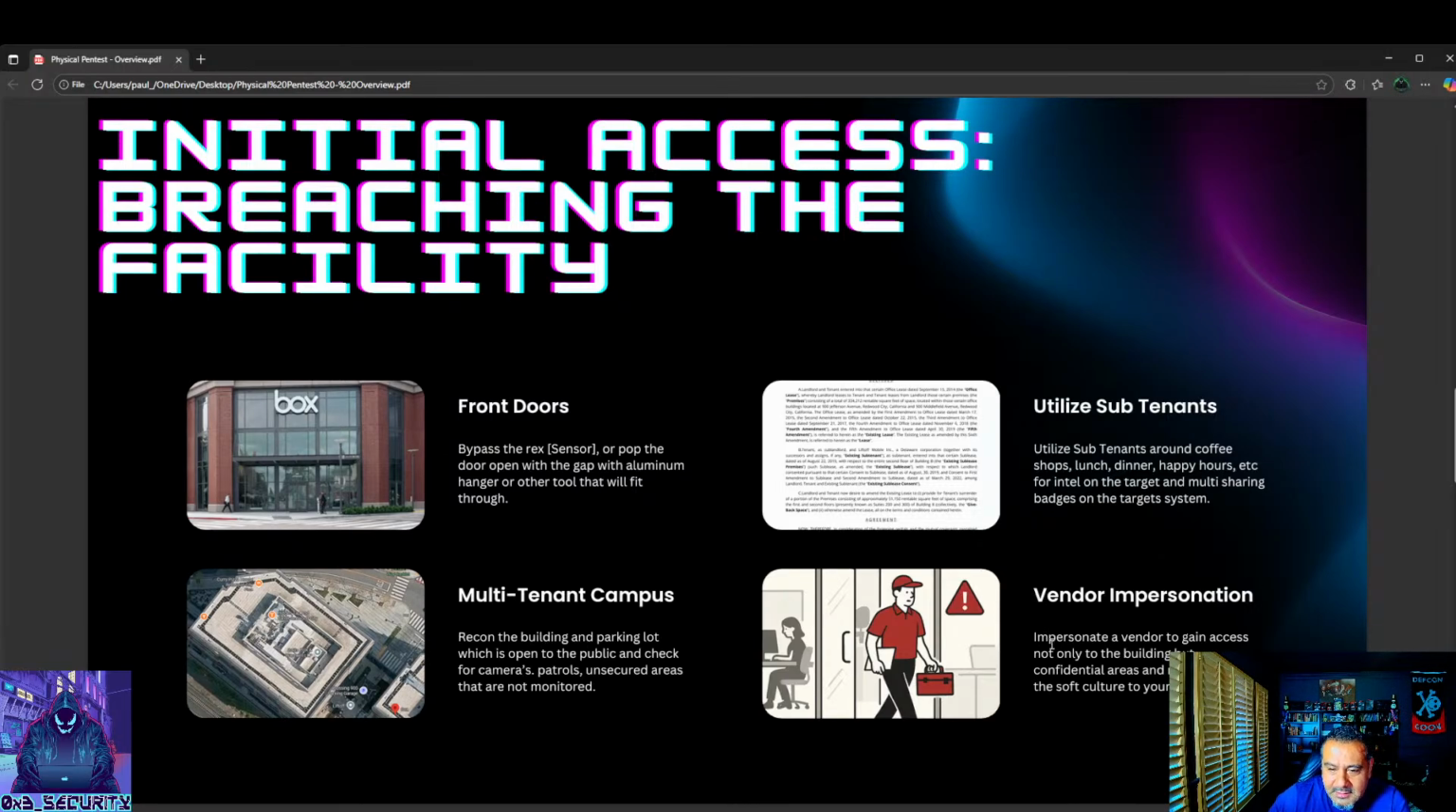Vendor impersonation. Impersonate a vendor to gain access not only to the building, but confidential areas and rooms. Utilize the soft culture to your advantage. Again, I'm speaking for the tech industry. The culture has changed. It is very soft. Put it to you like this. For a security guard, I don't know why anyone would want to be a security guard, and you hear it on LinkedIn, especially when they do these talks on these virtual conferences, which I've been a part of.